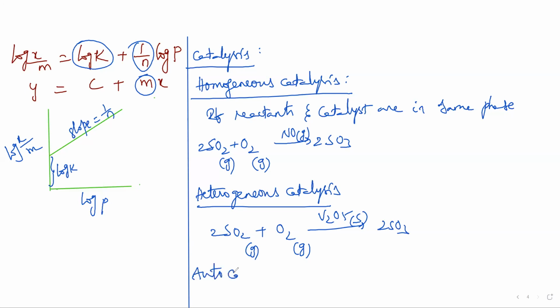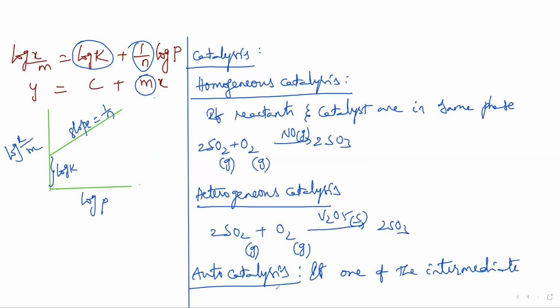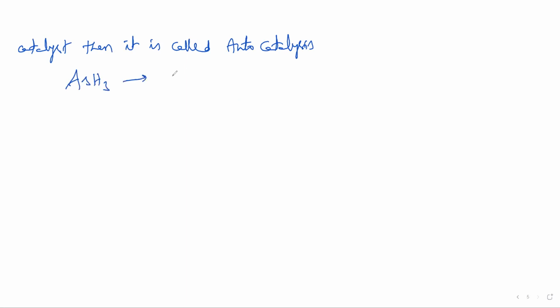Next one, autocatalysis. If one of the intermediates formed during a reaction acts as catalyst, then it is called autocatalysis. Okay, arsenic hydride is dissociated into arsenic plus 3H2. Now this formed arsenic will act as a catalyst. So we are not adding any external catalyst. One of the products formed will act as a catalyst.